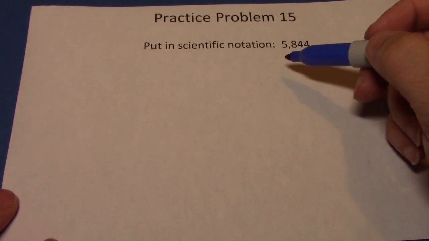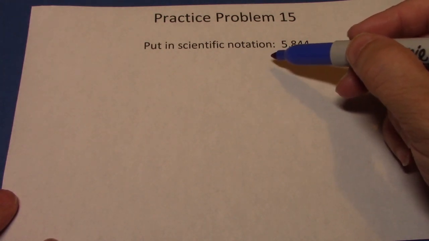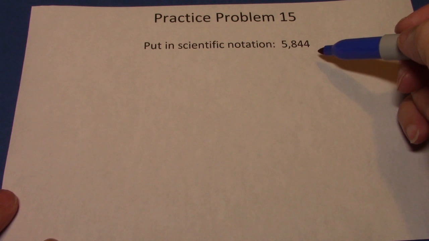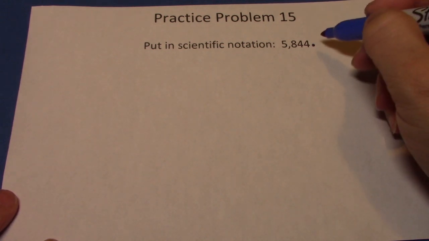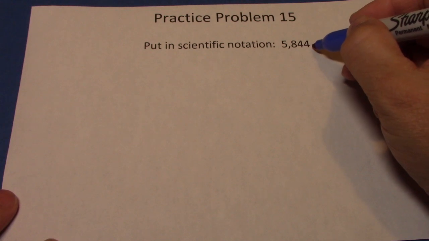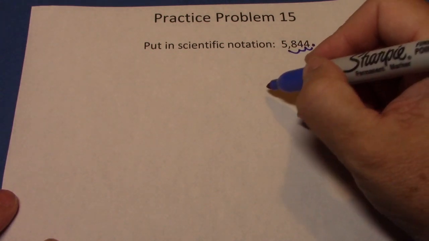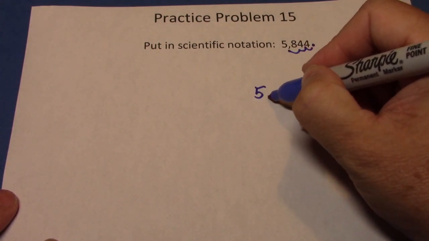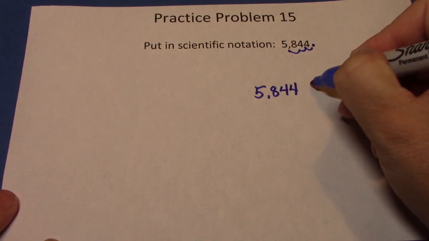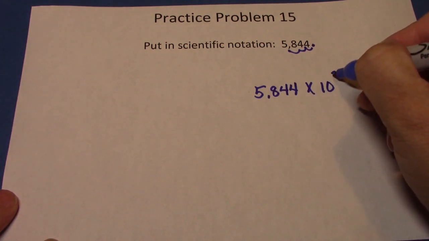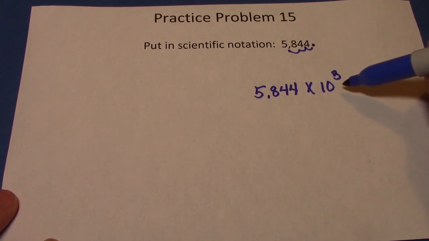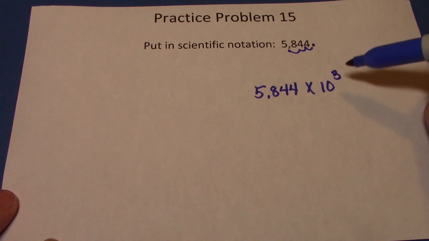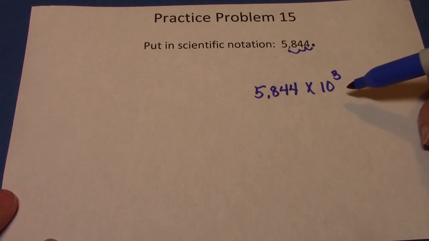Problem number 15 also wants us to put into scientific notation 5,844. Well, the decimal point is actually there, even though it's not written, so we have to move it 1, 2, 3 places to the left. We're left with 5.844 times 10 to the third. Remember that this is more than 1. We're going to wind up with a positive exponent here. If it's less than 1, we're going to have a negative exponent.